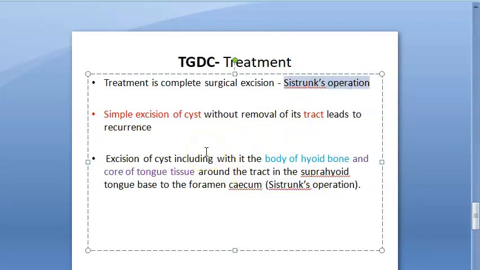So here you will not only remove the cyst, you will remove the tract also. You will remove the body of the hyoid bone. You will remove some core of the tongue tissue also, which is around this tract in the suprahyoid tongue base, right, to the foramen cecum. So you will remove everything. So that is good. Otherwise, there will be recurrence. If you do simple excision of cyst without removing its tract, it will lead to recurrence. So what all should you remove? You should remove the cyst along with the body of the hyoid bone, core of the tongue tissue, which is around the tract in the suprahyoid tongue base to the foramen cecum.